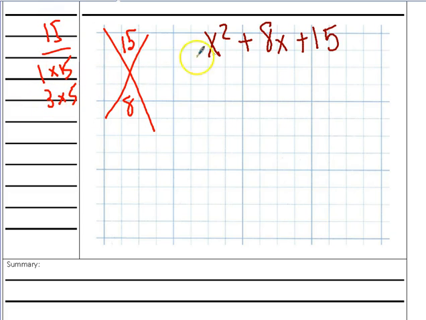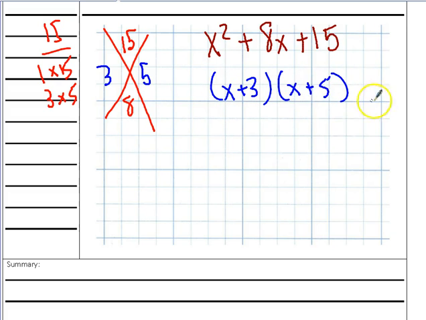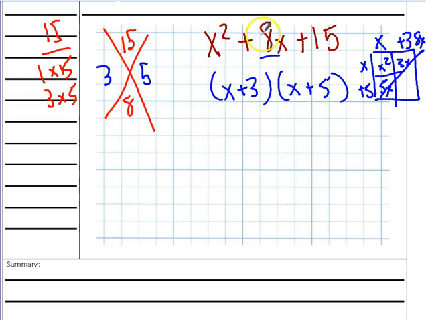Well, this one does. So the solution to this tic-tac is 3 and 5. 3 times 5 is 15, 3 plus 5 is 8. So I can write my binomials as x plus 3 times x plus 5. And then if I check to see if that works, I multiply x and plus 3 times x and plus 5: x squared, 3x, 5x. Add those together, you get 8x.